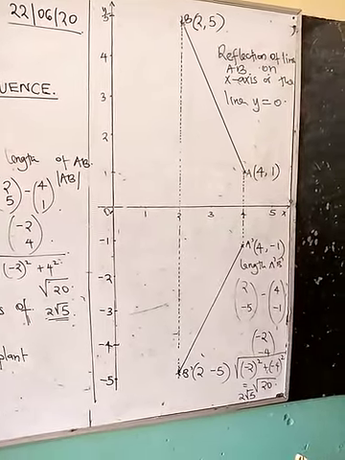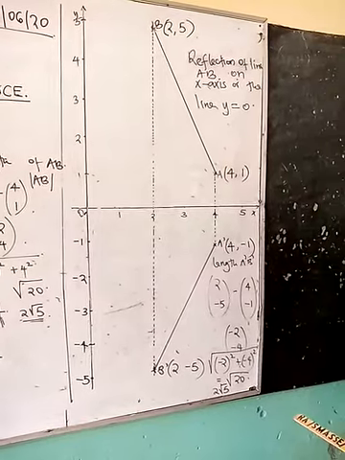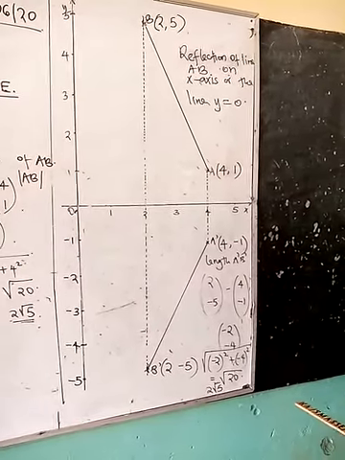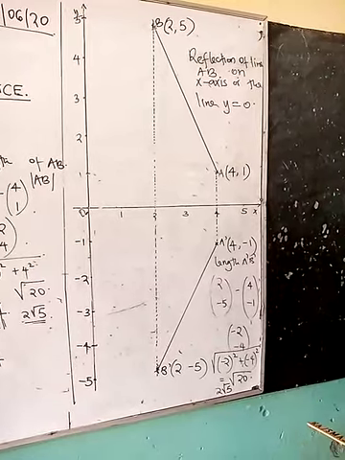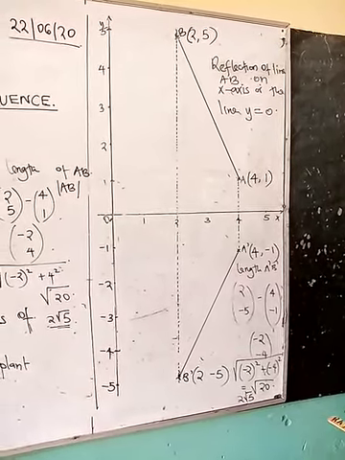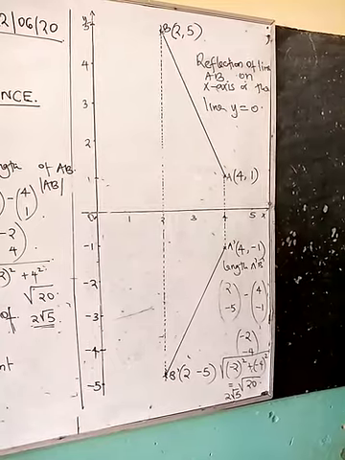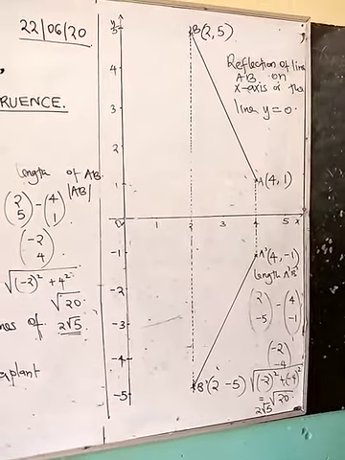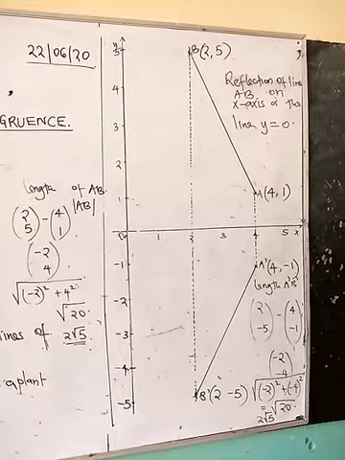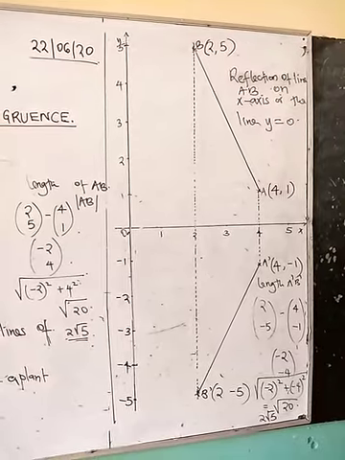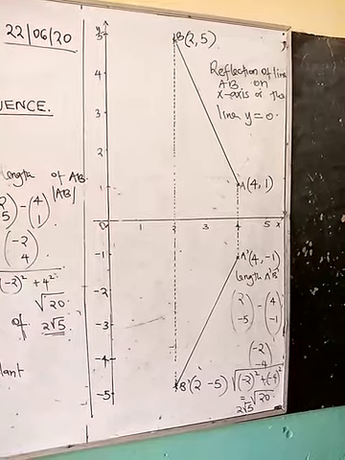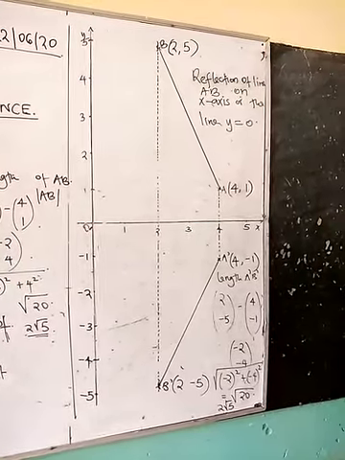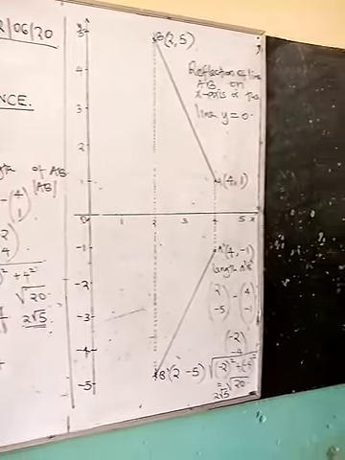That confirms those two figures are the same. They are the same in size, the same in length. So that confirms that we have a reflection of line AB along the x-axis, or the line y equals 0.